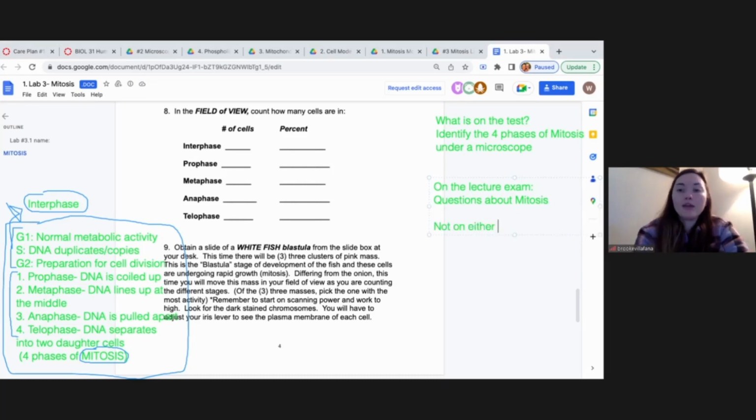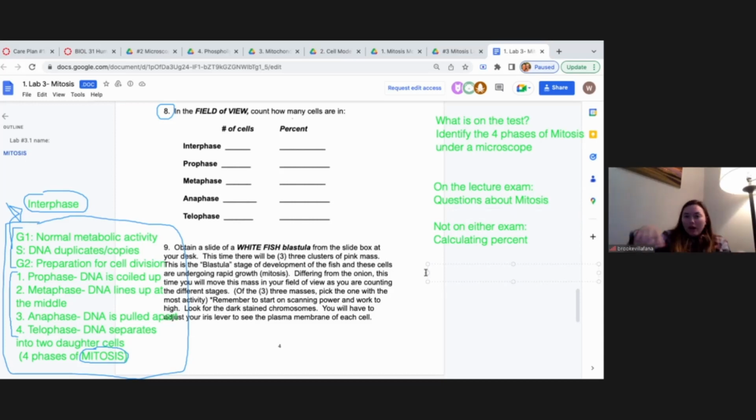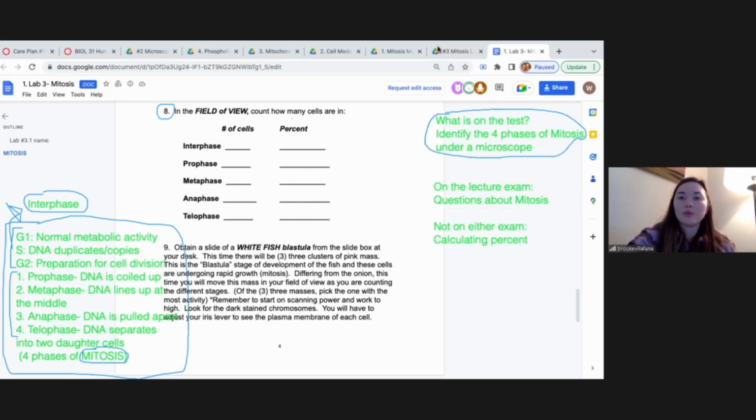Not on either exam is calculating percent. I'm going to show you how to do number 8, and it'll be number 10 down at the bottom, but those are not on the exam. Does that make sense? We're not going to be calculating percent on the exam, but I'll show you how for your packet. So the main part of the exam is identifying the 4 phases of mitosis under a microscope. I'm going to start with that because it's nice to start with the thing on the test, and then we'll go through what's on the packet.